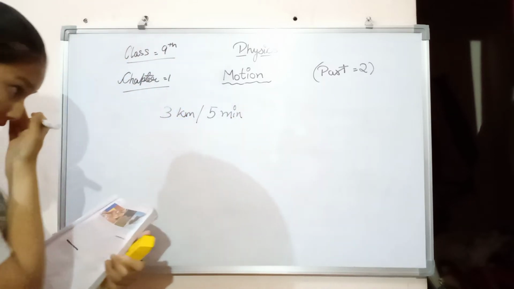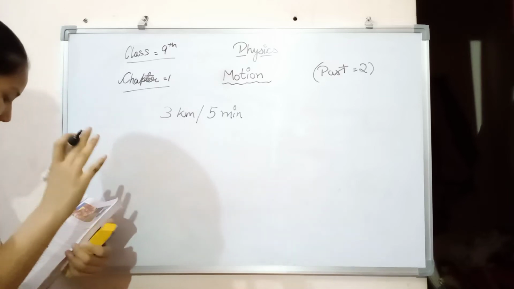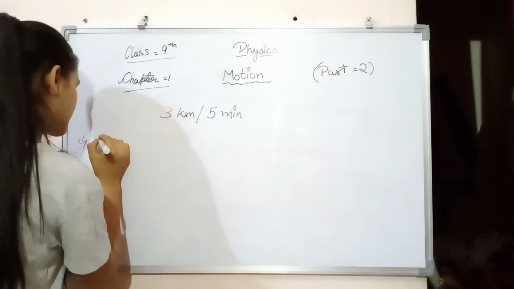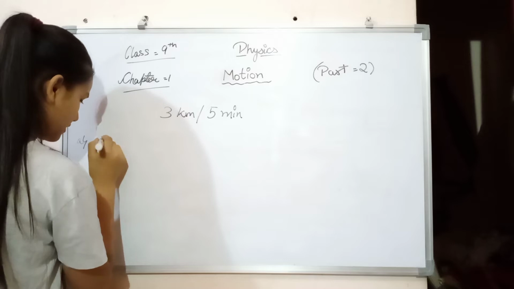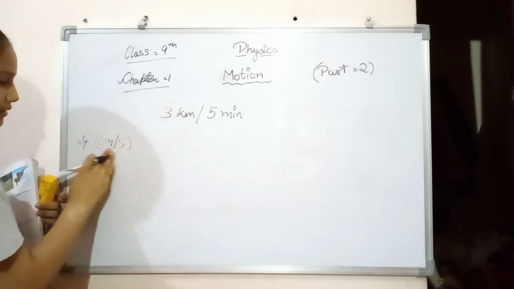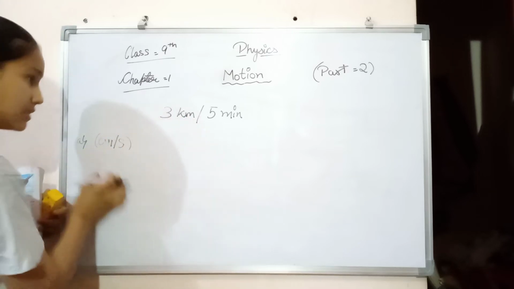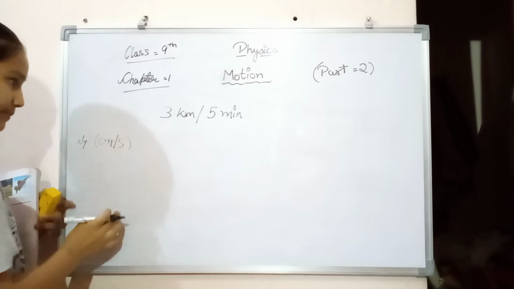Okay. So, first part is find the speed of the scooterist in centimeter per second. Now we are gonna convert 3 kilometers in centimeter and 5 minutes in second.